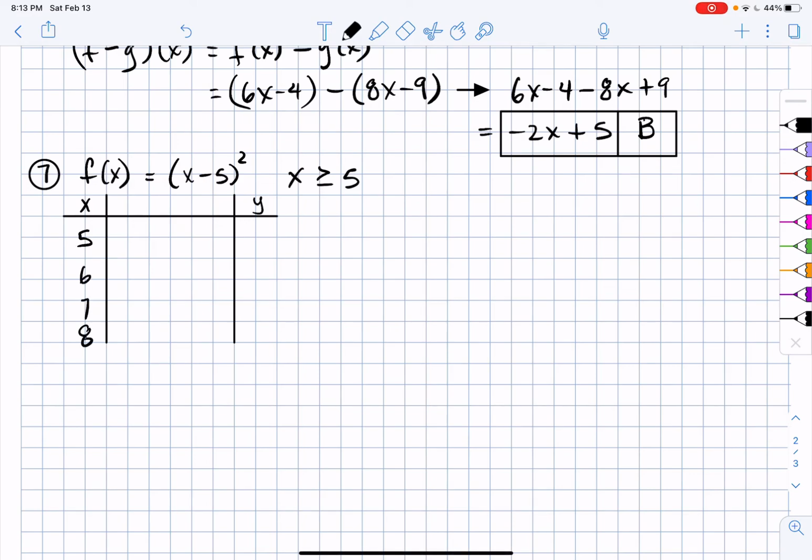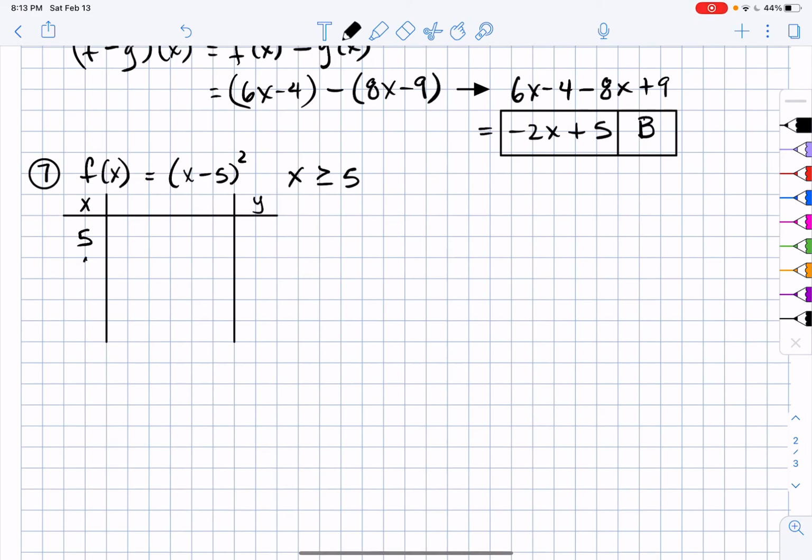And you guys can't disagree that those numbers aren't greater than or equal to 5, right? So let's plug those in.